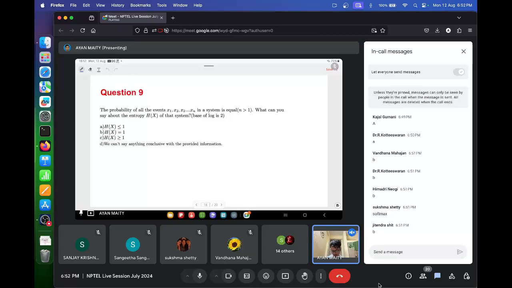Now question 9. The probability of all events x1, x2, x3, xn in a system is equal. So for each of these events the probability is equal, n is greater than 1. What can you say about the entropy Hx of that system? Log base 2 is used here. So this random variable x can take these values, x1 or x2 or xn, and each of these events has equal probability.